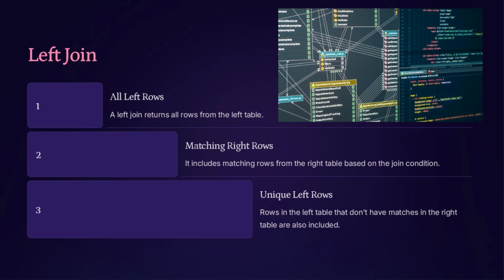The left join includes 3 key elements. All rows from the left table are returned. Matching rows from the right table are included based on the join condition. Any rows in the left table that don't have a match in the right table are also included, with null values for the right table columns.